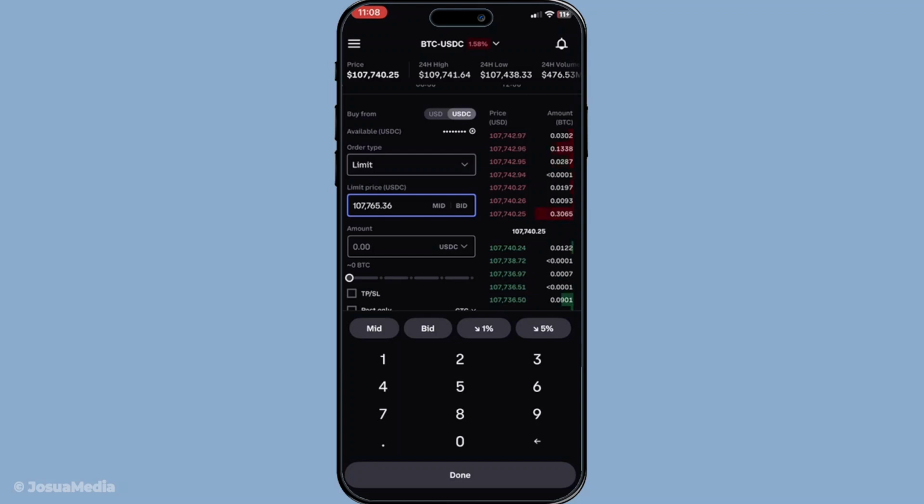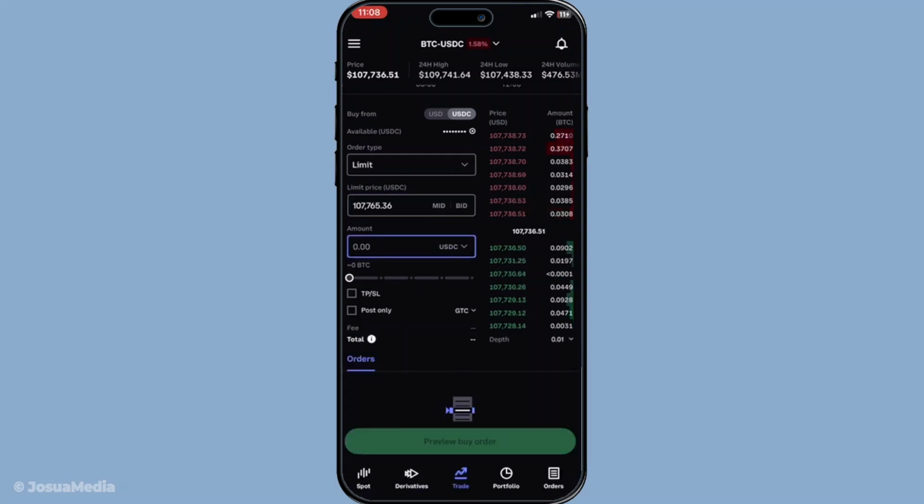Another critical step is to set the amount of cryptocurrency you wish to trade. Here, you can specify how much of the asset you're looking to purchase or liquidate. Make sure this aligns with your financial goals and strategy.